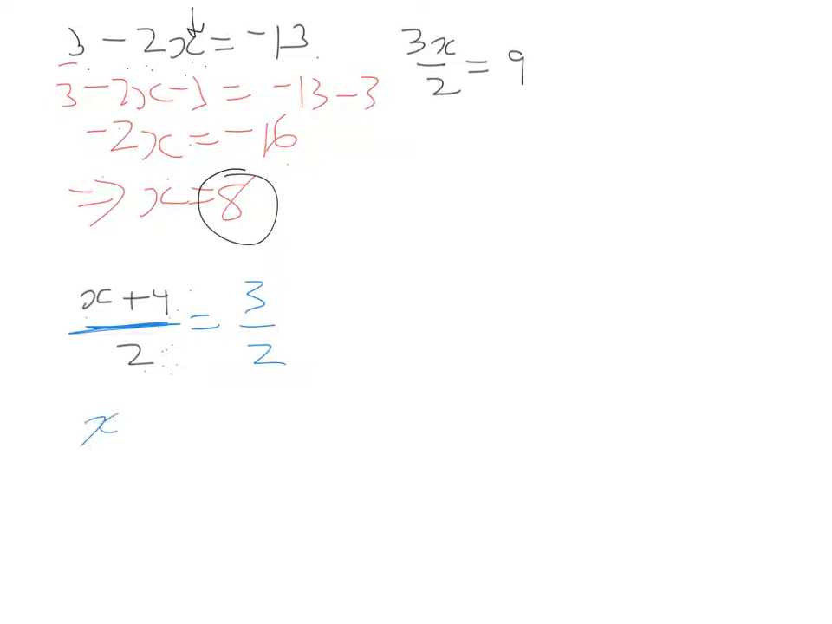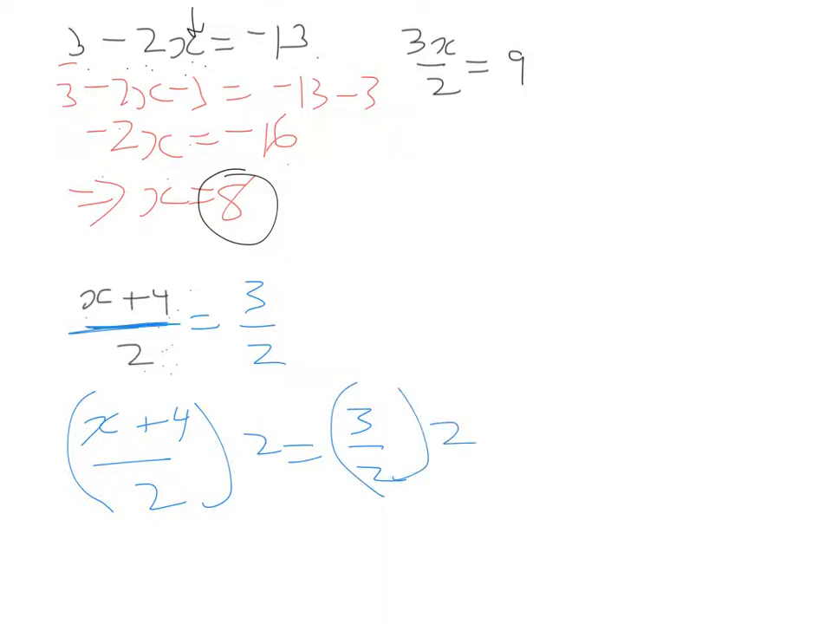So to write this again, x plus 4 over 2 equals 3 over 2. Like I said, we're going to multiply both sides by 2. That's what's going on there. So 2 times a half just leaves us as one lot of x plus 4, and that equals 3 times 2 gives us 6, 6 divided by 2 gives us 3.